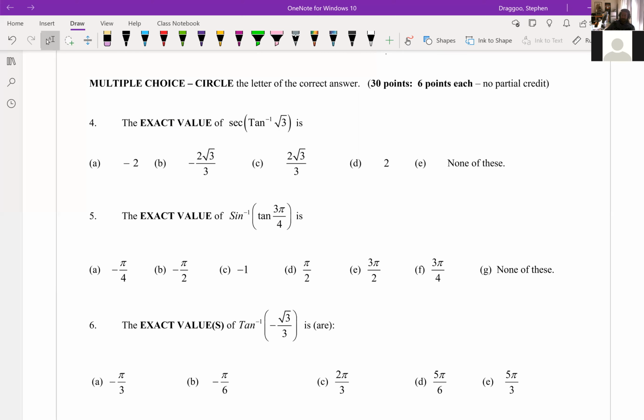We're looking for the exact value of the secant of the arctangent of the square root of 3, which means I'm looking for the secant of pi over 3. Since the arctangent, or the tangent inverse, of square root of 3 is pi over 3. And if we go to pi over 3, secant is going to be 2. Remember that secant is the reciprocal of cosine. Cosine of pi over 3 is 1/2. So secant is 1 over 1/2, which is 2.